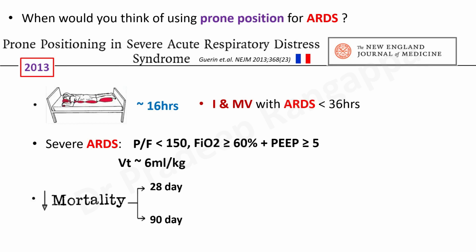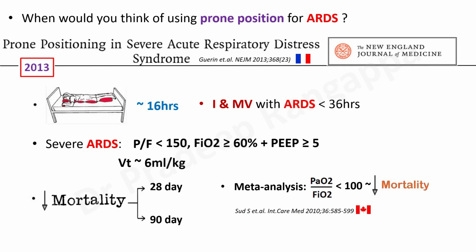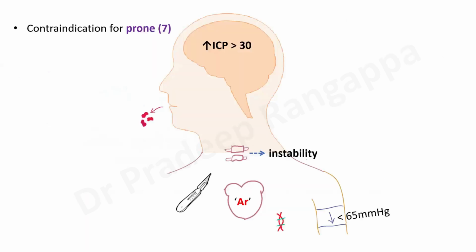And prone ventilation in this particular study showed reduction in 28-day mortality and 90-day mortality with good proning for 16 hours, especially in severe ARDS. Just before this, there was a meta-analysis which showed a signal in this direction. This was a meta-analysis from the Canadian group, where proning, especially in sick ARDS with PaO2/FiO2 less than 100, had shown reduction in mortality.